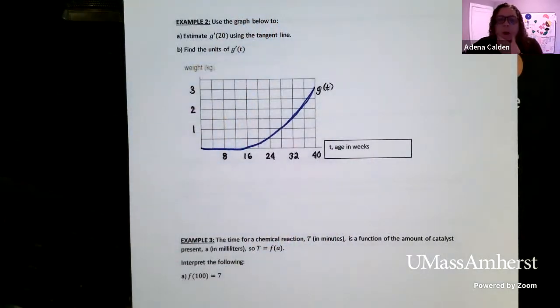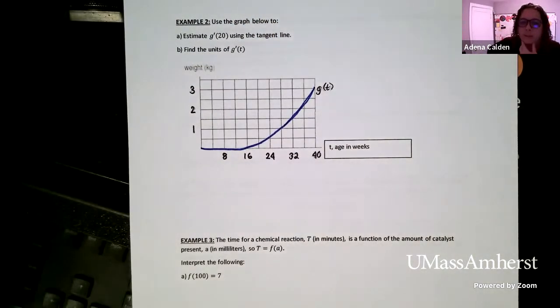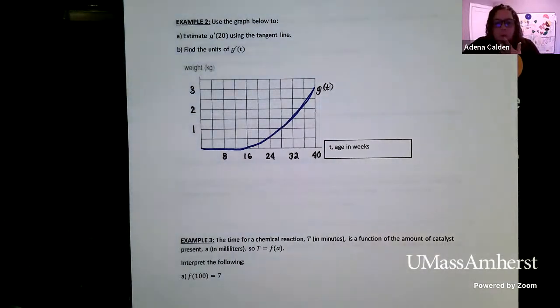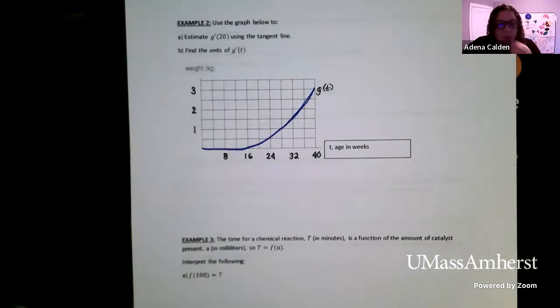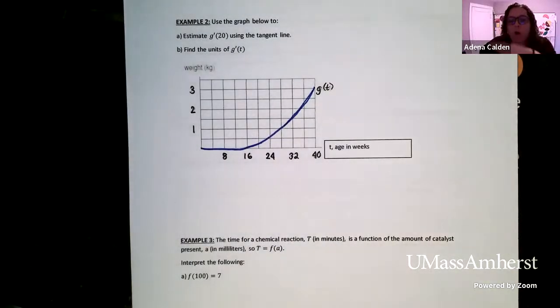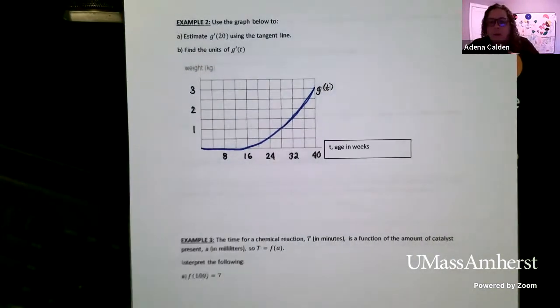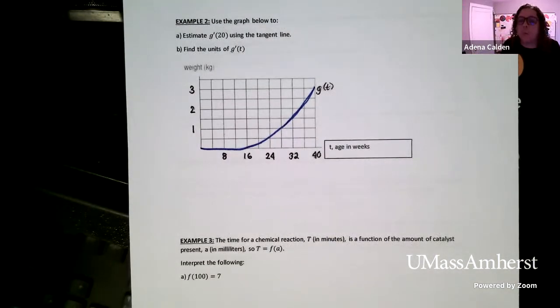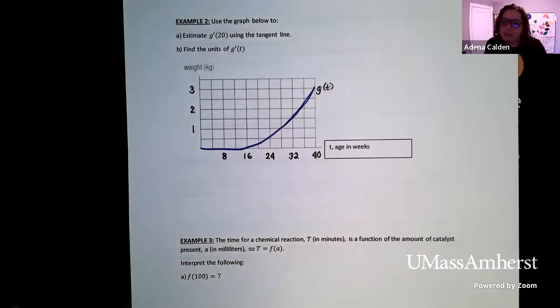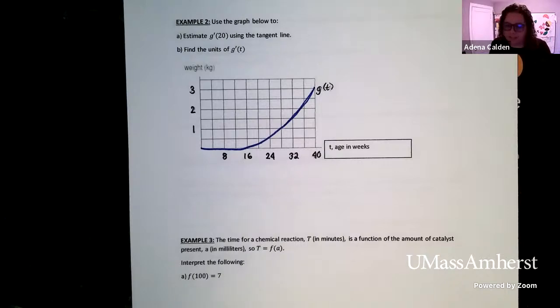So I want you to think about how we're going to approximate g prime of 20, okay? So we have to figure out where 20 is on the independent variable line. We have to draw on a tangent line at 20, and then we have to use that tangent line to approximate the slope. So once we have the line, we want to think about what points are on that line and see if we can approximate the slope of that line. Okay, so that's going to be our plan here.